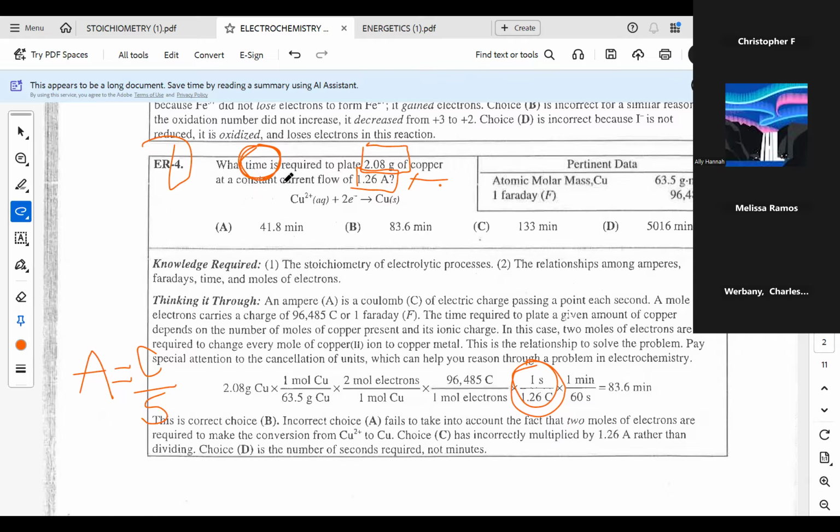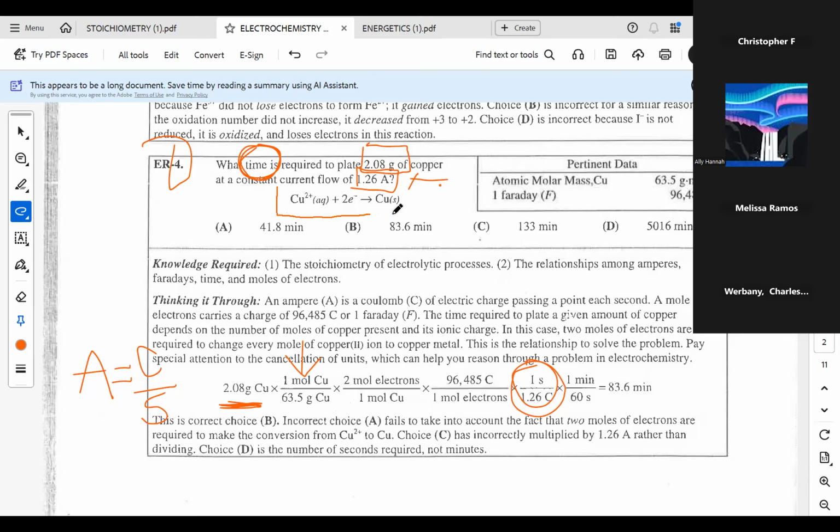What were we given? We're given 2.08 grams of copper, and we're given our current. So we want to start with one of those. I'm going to start here with my mass in grams and convert that to moles. As always, we need to relate moles to something. You will probably have to look up a lot of molar masses, or in this case, it's just copper. So we'll plug in 63.5 as our molar mass and convert to moles of copper.